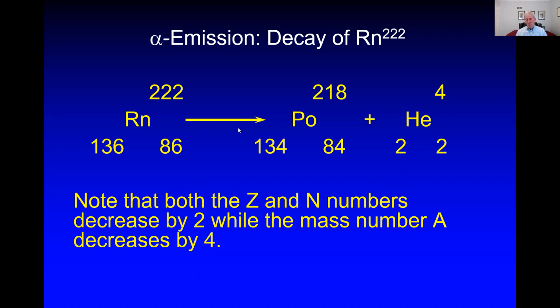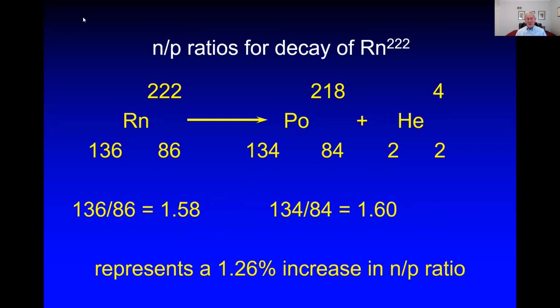So you'll note that, and here's an exam question. I think it's on my quiz for you. When alpha decay occurs, what happens? And the answer is the Z number goes down by 2, the N number goes down by 2, and the A number goes down by 4. Now, let's look at the math.